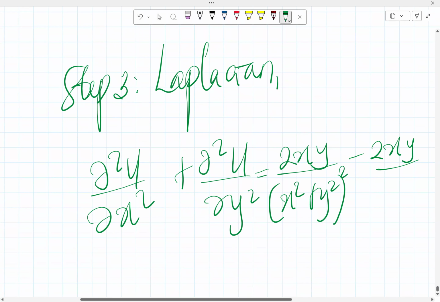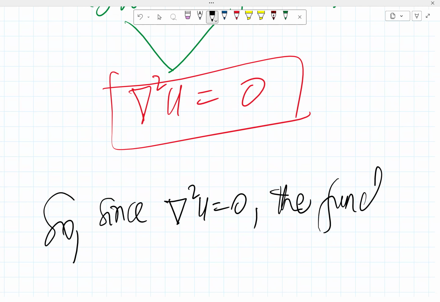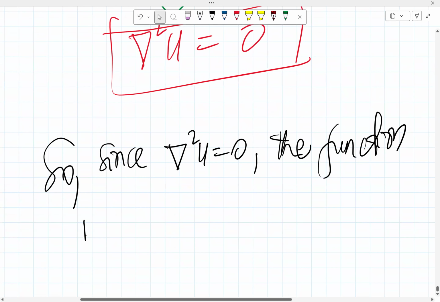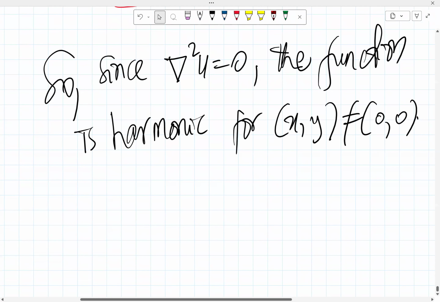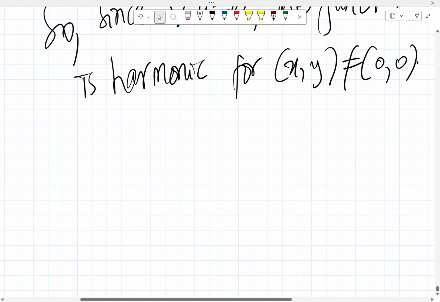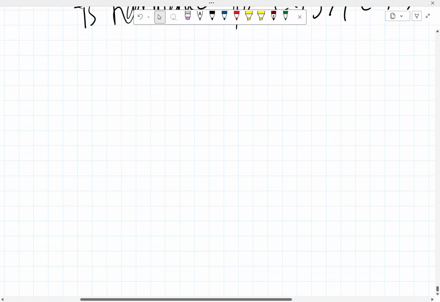So if that is the case, since grad squared u is equal to 0, the function is harmonic for x, y not equal to 0, 0. If it's 0, 0, then it won't be harmonic. But if it is not that, then it's harmonic. So that goes, and we move on to problem 20.